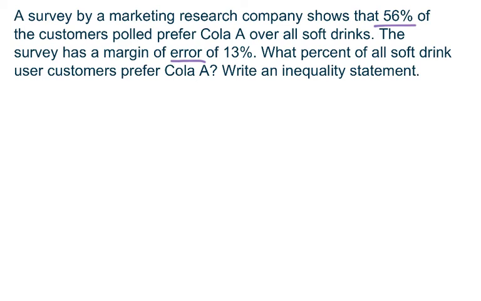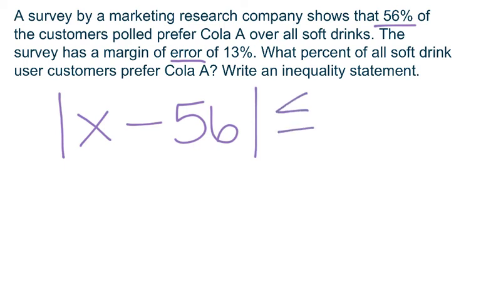So we're going to write an inequality statement. X minus, always a minus sign. You don't even have to think about this. Put the big number right here, less than or equal to, put the small number outside. That means you want the research to be 56%. However, you have a margin of error. So you're willing to go above 13% of that 56 or below 13% of that.